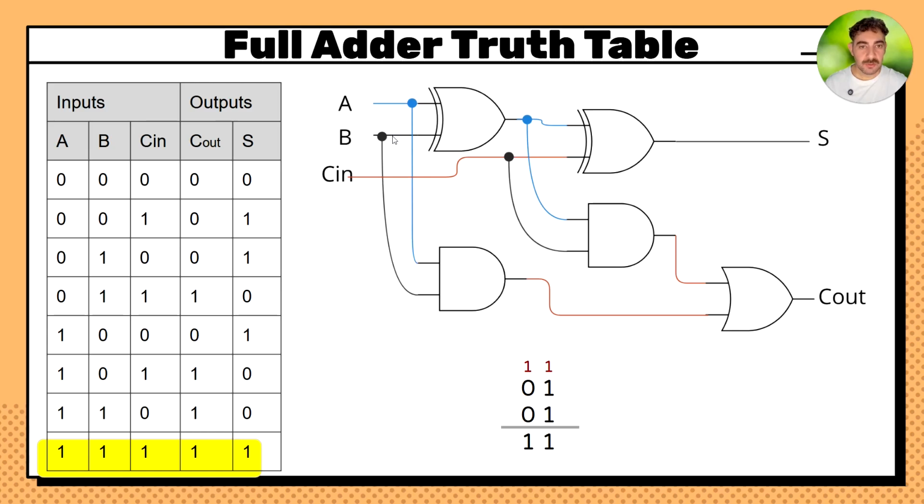This is because of the use of the OR gate for the C out. This also makes perfect sense because we know that 1 plus 1 plus 1 is a 3, and we know that in binary, 3 is represented as 1, 1. And you can see that here in our binary addition example.